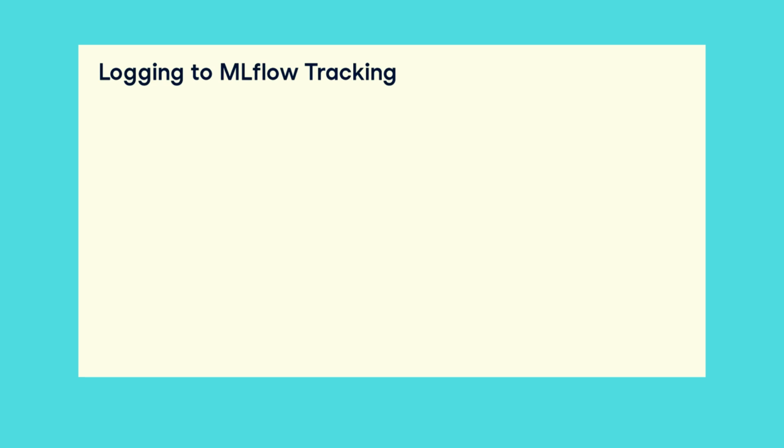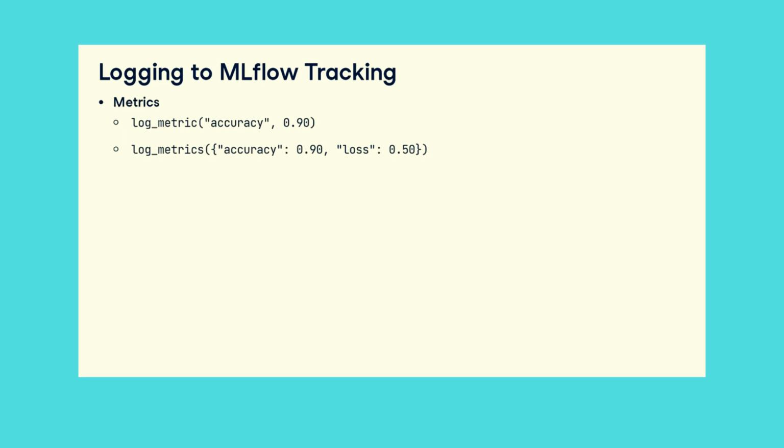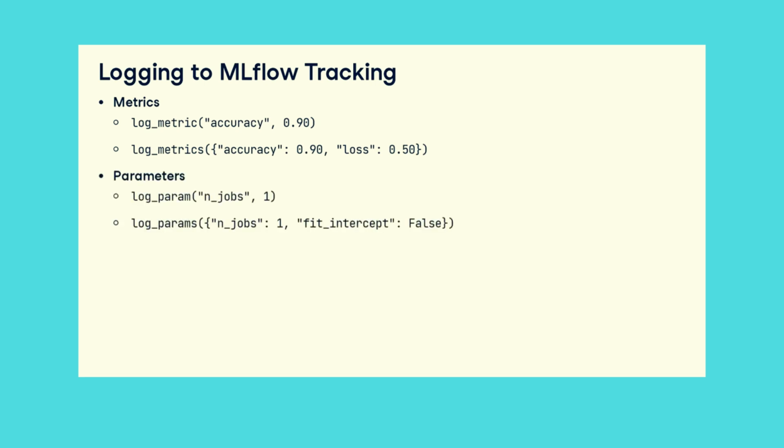There are several functions within the MLflow module that are used to log to MLflow Tracking. For a single metric, use the log metric function. For multiple metrics, we can pass a dictionary to the log metrics function. To log parameters, use log param function for a single parameter or log params function for multiple parameters. For logging artifacts, use log artifact function for a single file or log artifacts function pointing to a directory containing multiple files.